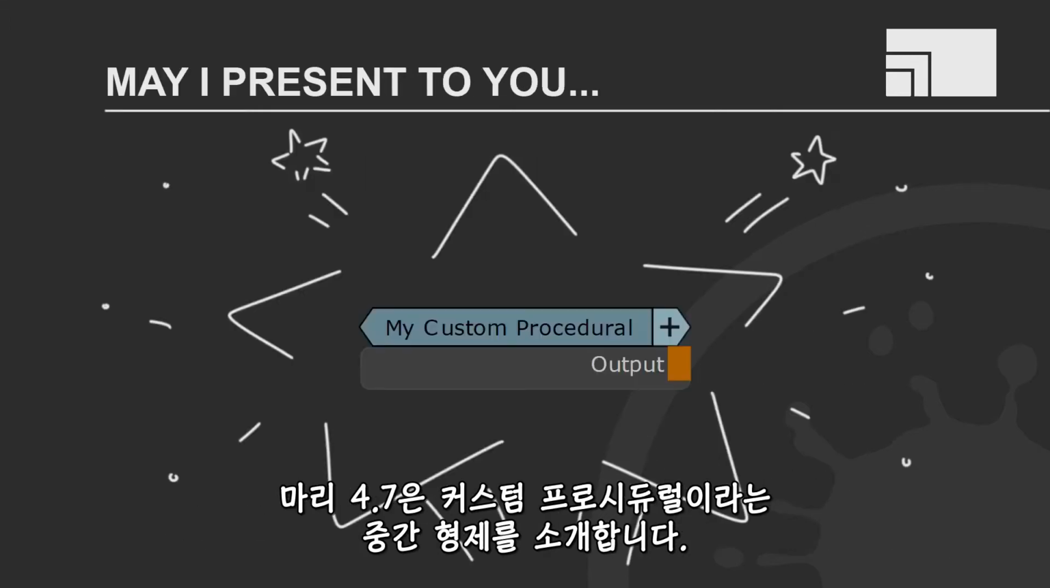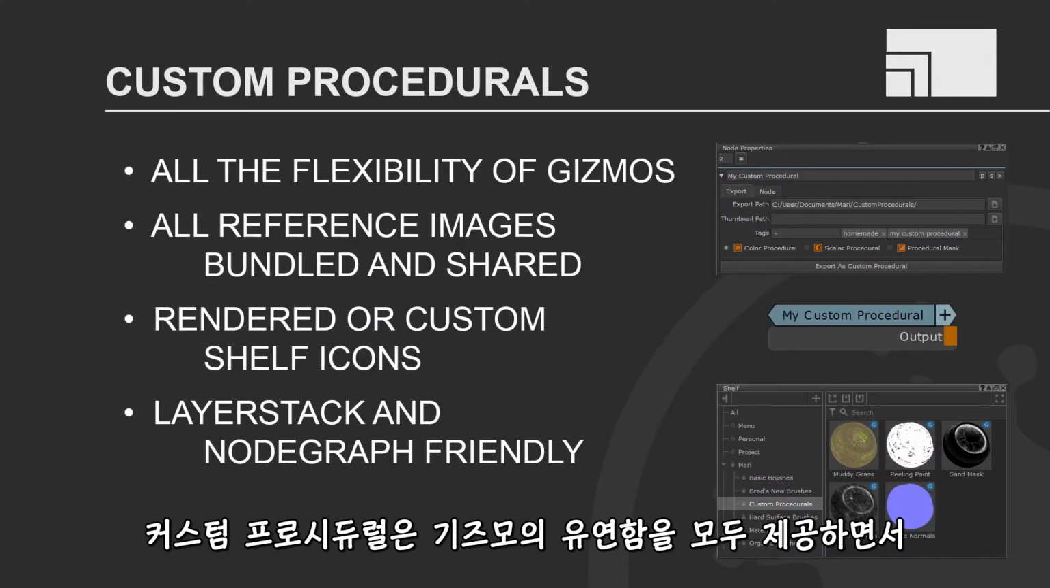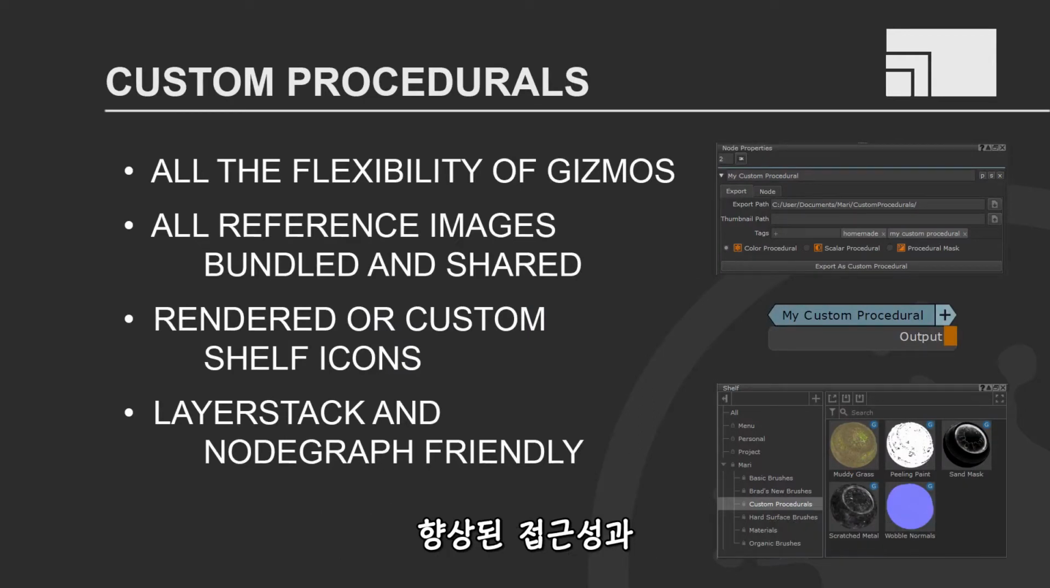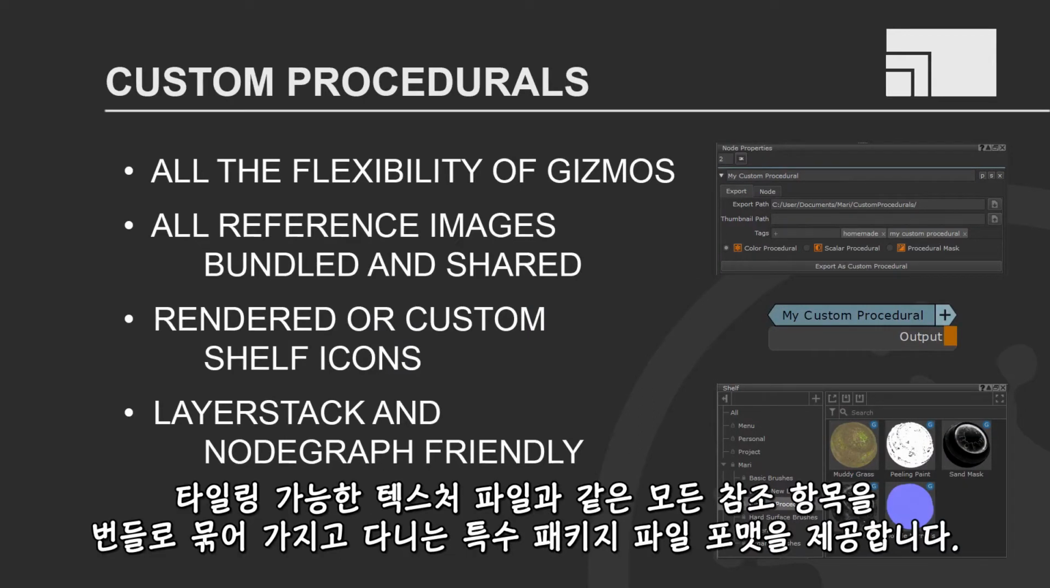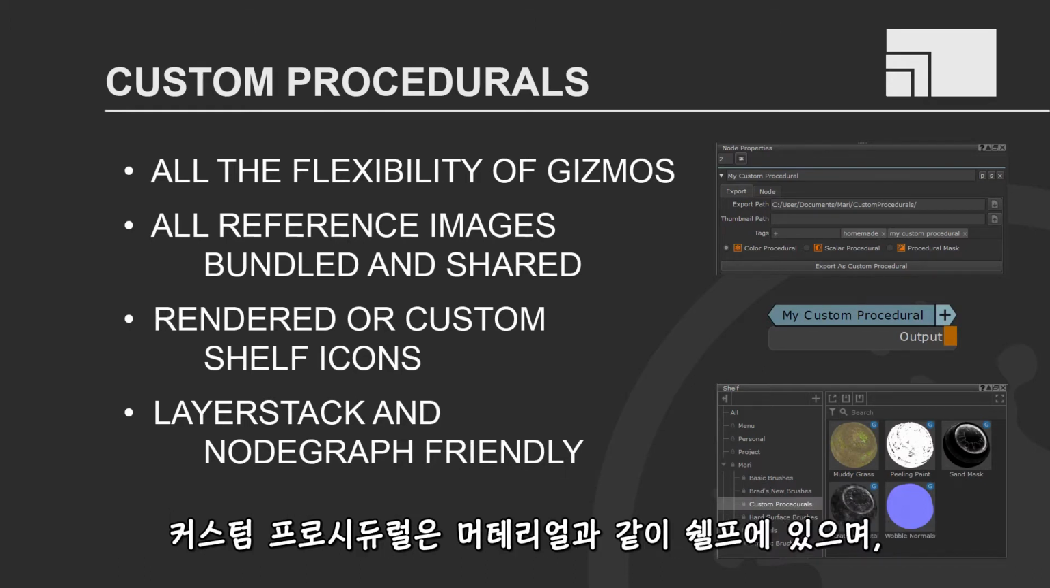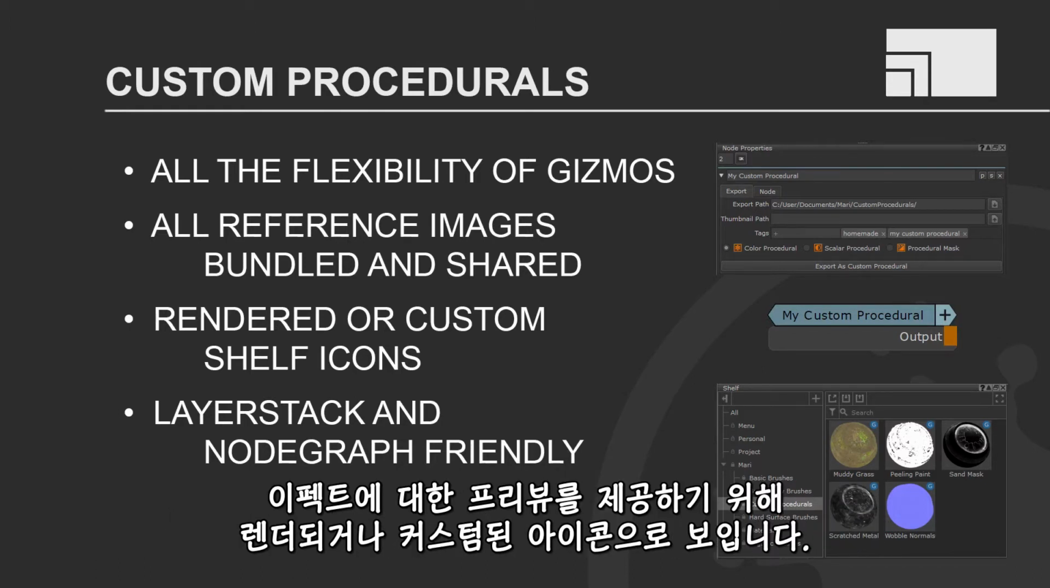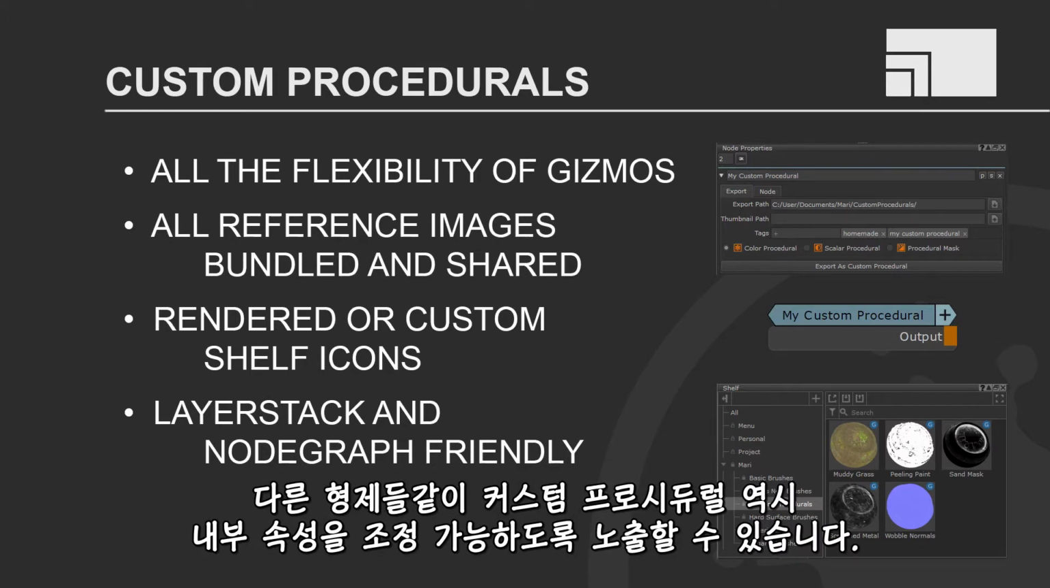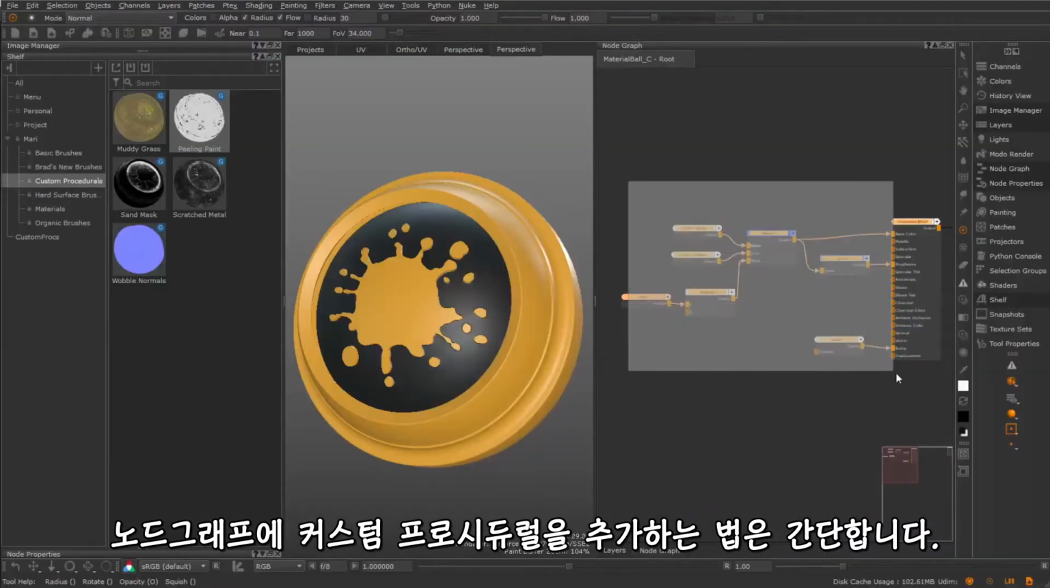Mari 4.7 introduces a middle sibling to the family with Custom Procedurals. Custom Procedurals offer all the flexibility of a gizmo, plus enhanced accessibility and a special package file format that bundles up and carries with it any referenced items like tileable texture files. Like materials, Custom Procedurals live in your shelf with a rendered or custom icon to give you a preview of its effect. Just like its siblings, Custom Procedurals have the ability to expose adjustable properties of its inner workings as well.